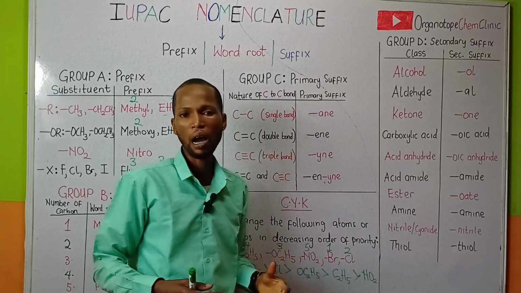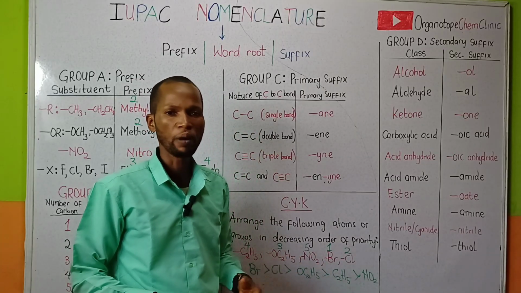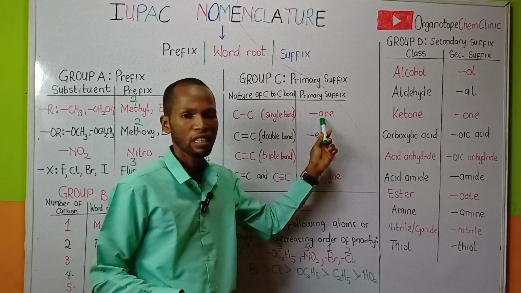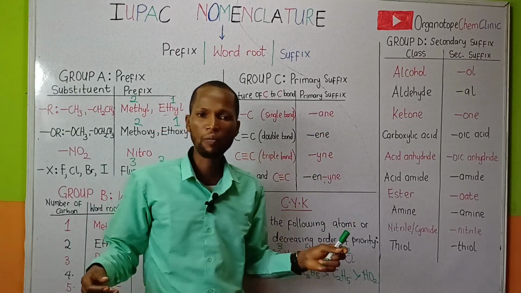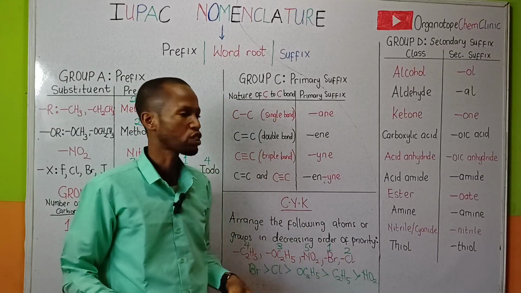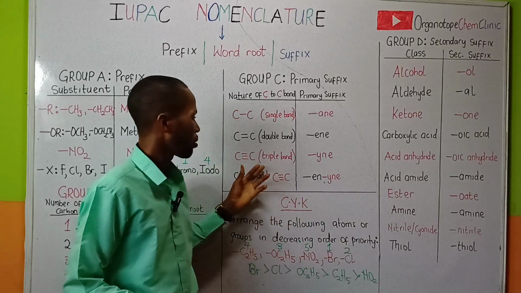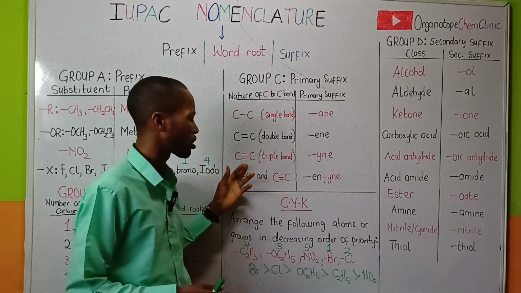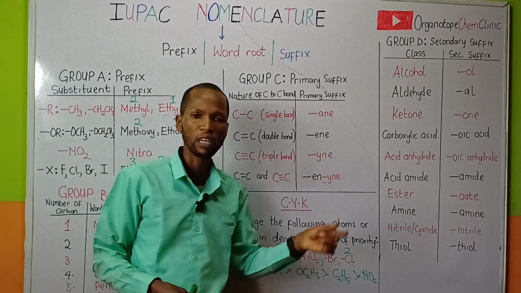Whenever we have the carbon to carbon single bond all through in a compound, the nomenclature ends with "ane", which indicates single bond. When the carbon chain contains a double bond, the nomenclature ends with "ene", E-N-E. In an instance whereby it contains a carbon to carbon triple bond, the nomenclature ends with "yne".